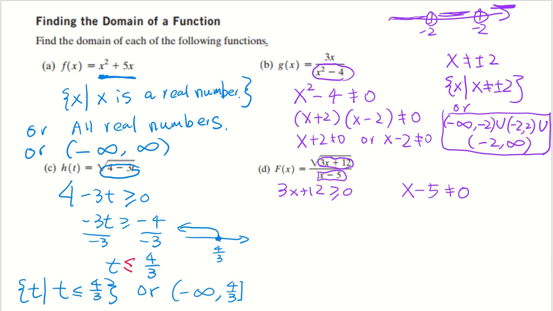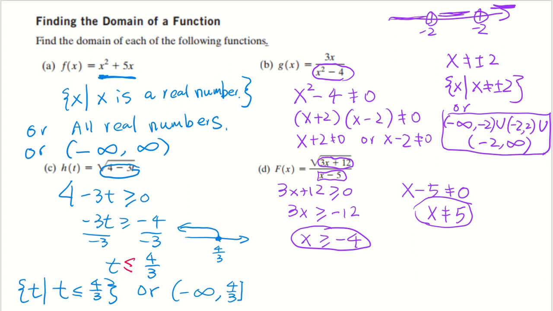So let's solve each inequality. To solve the first one, you have 3x is greater than or equal to negative 12. Divide 3 on both sides. Since you're dividing by a positive number, you do not have to change the inequality sign. So x is greater than or equal to negative 4. Over here, x cannot be equal to 5. All right, so we have to satisfy these two conditions at the same time.